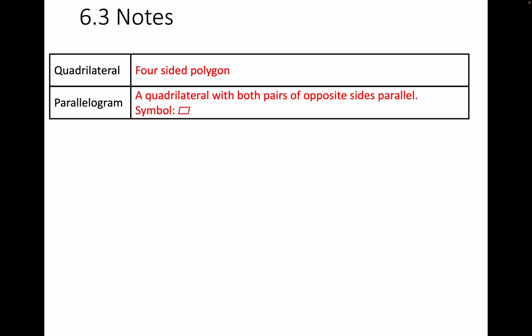All right, in our notes, let's again write down what a quadrilateral is. A quadrilateral is a four-sided polygon, and a parallelogram is a quadrilateral with both pairs of opposite sides parallel, the symbol for which is right there. You can pause this and take this in your notes.